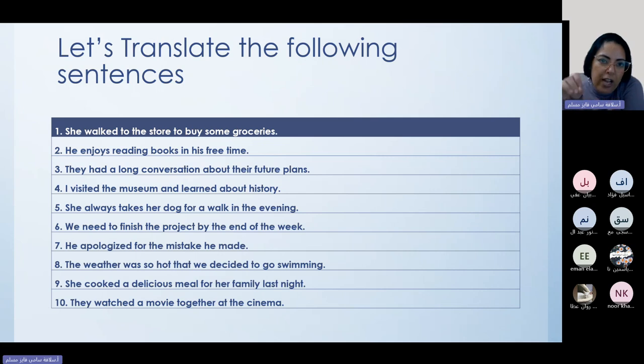You will try to translate them. Okay? I will give you 3 minutes. Go.